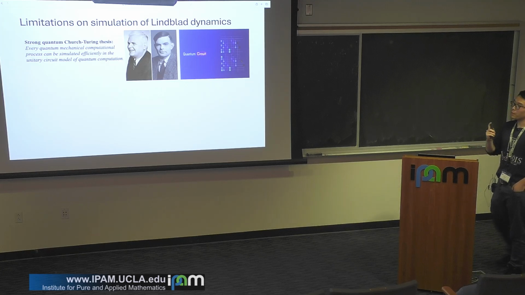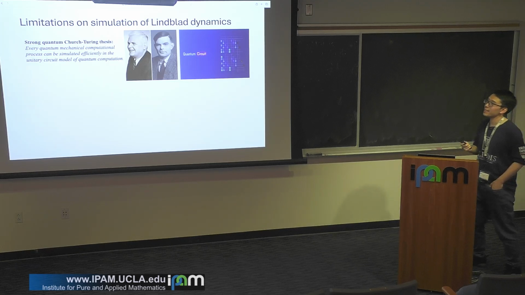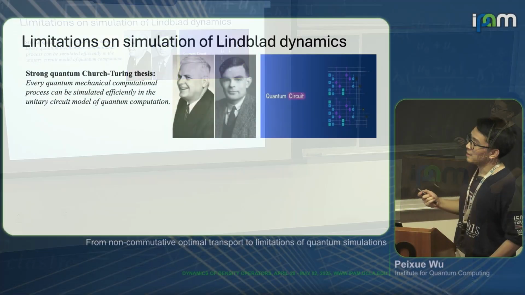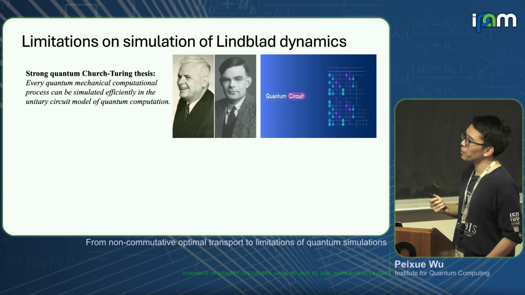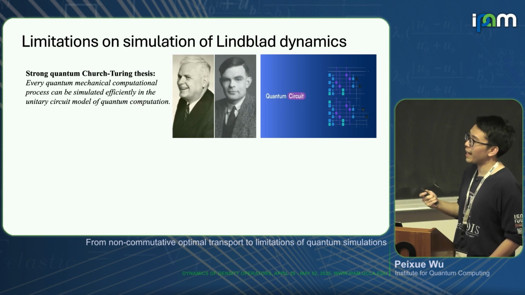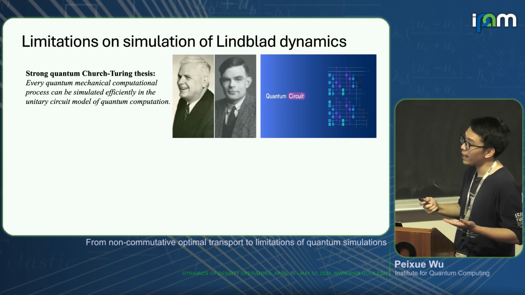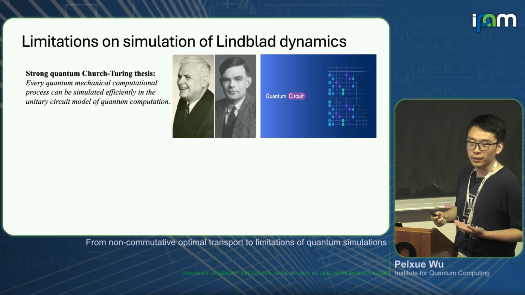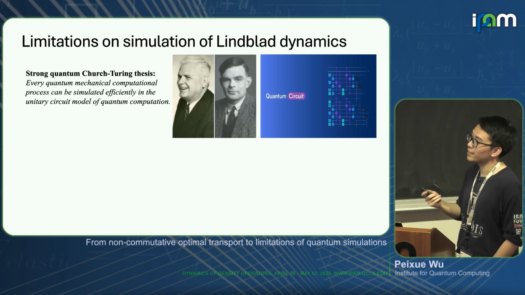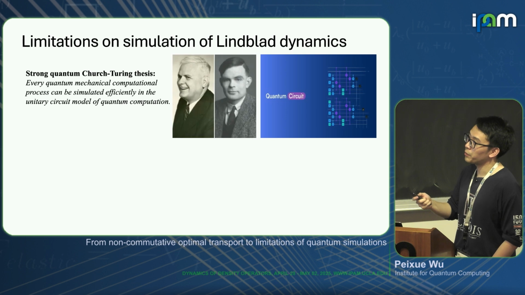The first application is about limitations on simulation of Lindbladian dynamics. This is a very old idea, the Church-Turing thesis. We want to simulate everything in quantum mechanics on a quantum computer, and we want to claim that it can be simulated efficiently using only the unitary circuit model, or unitary operators.